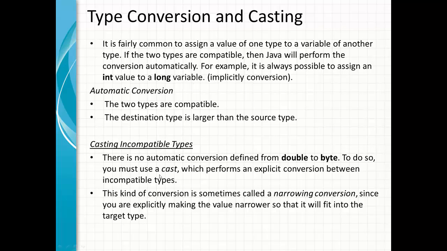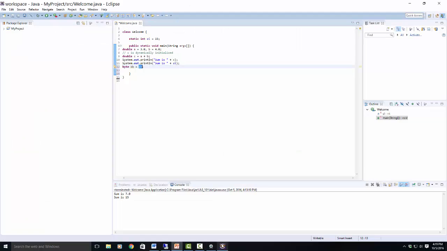Now, casting incompatible types. There is no automatic conversion defined from double to byte. To do so, you must use a cast, which performs an explicit conversion between incompatible types. This kind of conversion is sometimes called a narrowing conversion, since you are explicitly making the value narrower so that it will fit into the target type. Let us look at this. Let me define one variable float, and I will say fl is equal to 135.567.